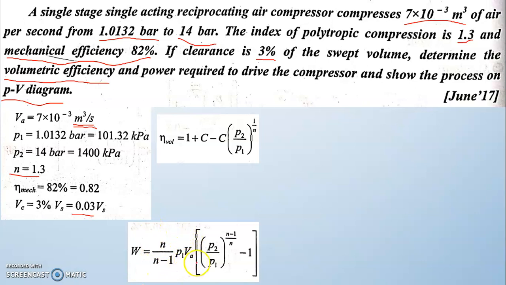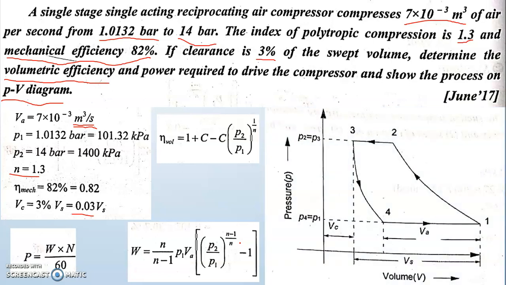Why? Because VA is substituted in meter cube per second. So we will substitute the value of VA and we will substitute the P1 and P2 and we will get the value of W. And the last thing, we will calculate the power. And we have to draw the process. Again, 1 to 2 is the compression, 2 to 3 is the delivery, 3 to 4 is the expansion, 4 to 1 is the suction.